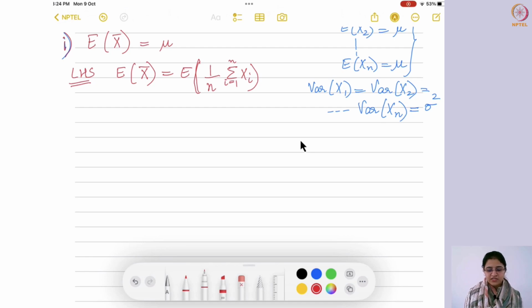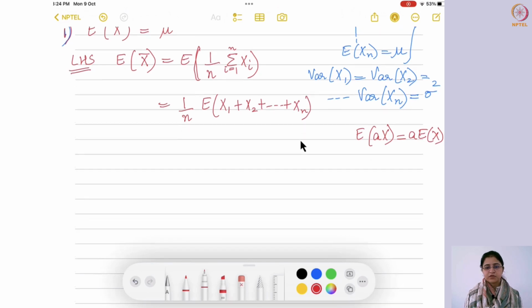Now, since expectation of ax, we know that if a is any constant, a would come out, and it's the same as expectation of x. So in this case, since n is a constant, that would go outside, 1 over n expectation of summation xi, so I can instead write it as x1 plus x2 and so on up till xn.